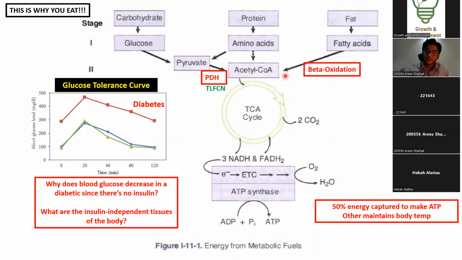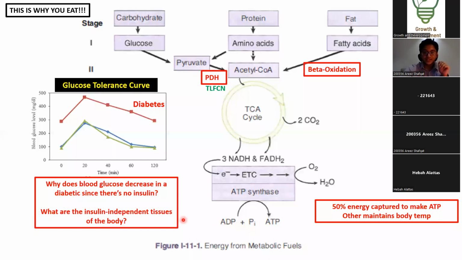That acetyl-CoA is going through the Krebs cycle to generate NADH and FADH2. These carry high energy electrons. These electrons then, on the inner mitochondrial membrane, pass through the electron transport chain, and you capture some of that energy to make ATP. The rest of the energy is used to maintain body temperature. So that's just an overview of what energy usage looks like.